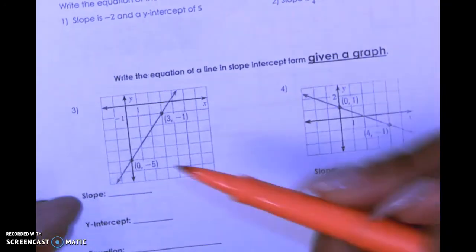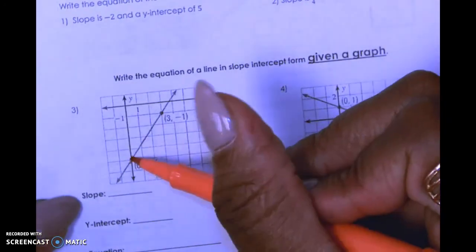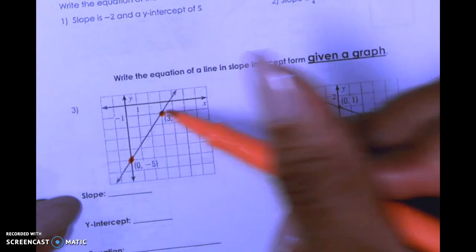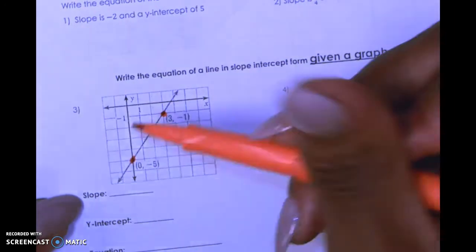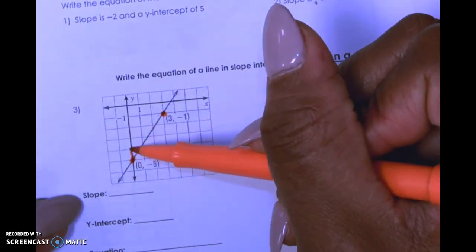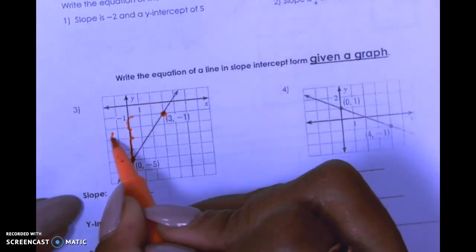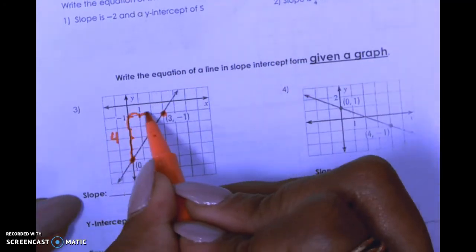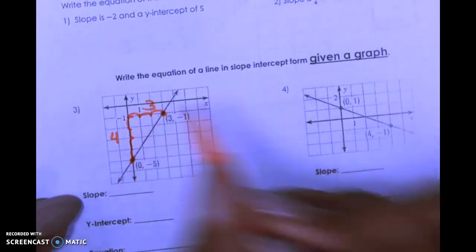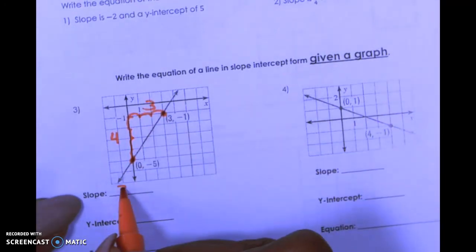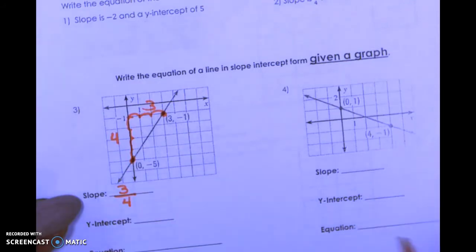So the slope here, if I'm looking at my 2 points, I have a point here and a point here. We're going to do rise over run. If I go up 1, 2, 3, 4, my rise was 4, and my run is 1, 2, 3, so my run is 3. Therefore my slope is 3 over 4.